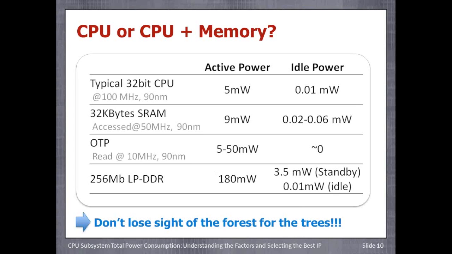Where it gets really ugly is when we consider external memories. In this case, we consider a low-power DDR, 256 megabits, and the active power of that is something in the order of 180 milliwatts, so 30 times more than the actual CPU. And the idle power, depending on whether the memory is on standby or idle mode, can be either 3.5 milliwatts or 0.01 milliwatts. So focusing just on the CPU is like losing sight of the forest for the trees.